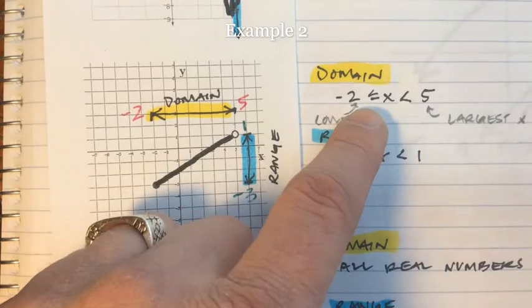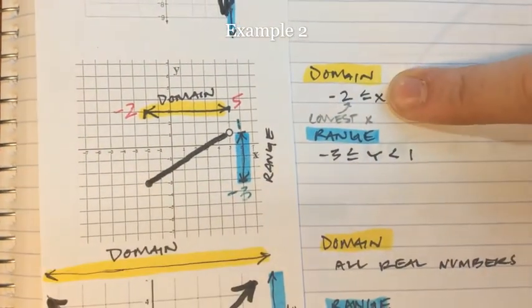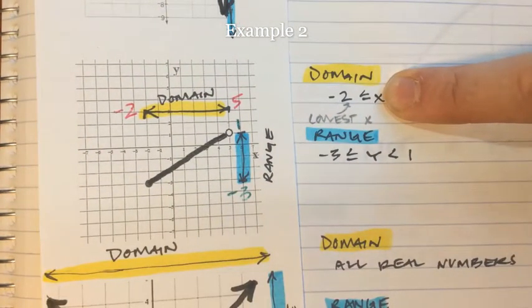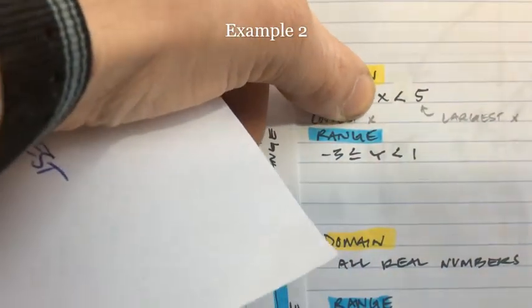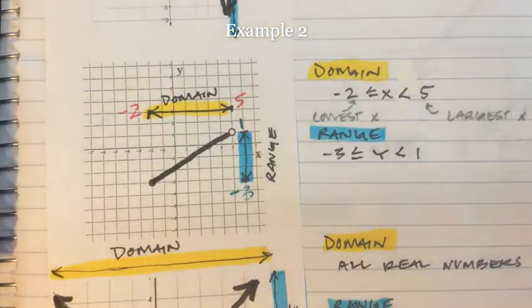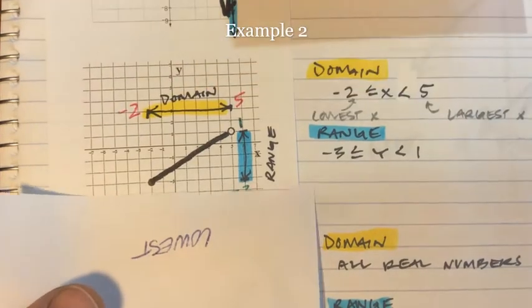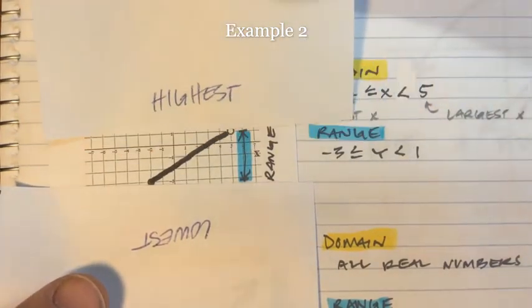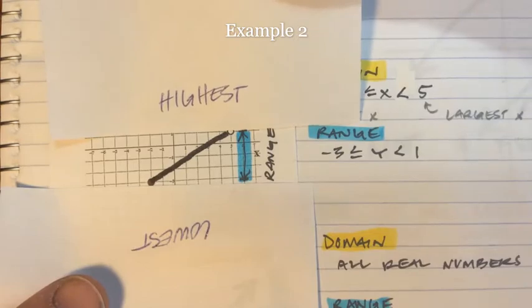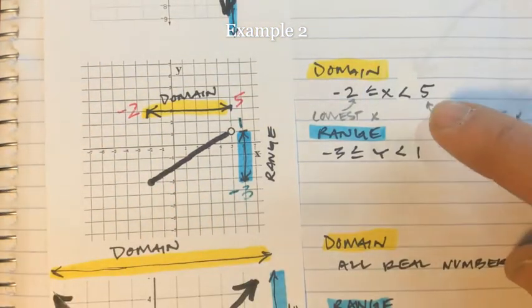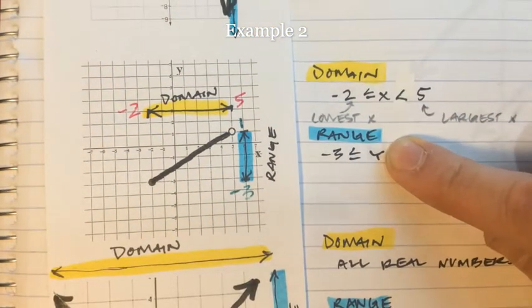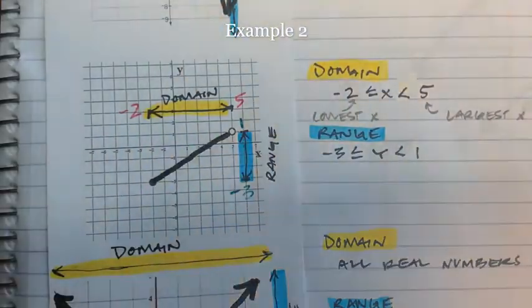So when we go to write our inequality, this side of the inequality says x is greater than or equal to -2. But then the other side of the inequality just says x is less than 5. Range, same idea, but in the other direction. So we'll match this up. The lowest point is at y is -3, and the highest point is right here at y is 1. But we don't include 1, so when we write our inequality, this side says y is greater than or equal to -3. But this side says y is less than 1, meaning that it's between the two.